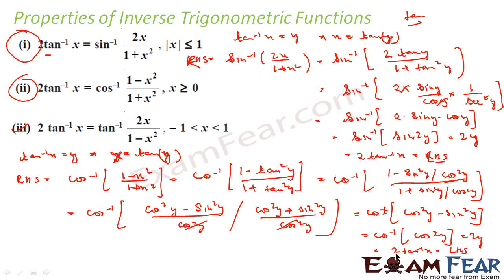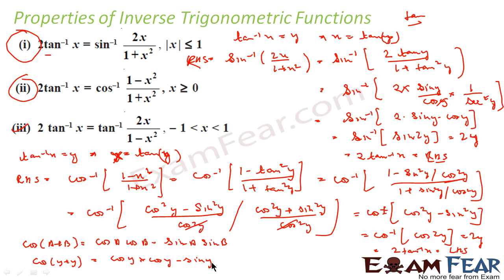So RHS became LHS. How did we get cos square y minus sine square y equal to cos 2y? You know that cos of a plus b is cos a cos b minus sin a sin b. Put both a and b as y, so cos of y plus y, that is cos 2y, becomes cos y into cos y minus sin y into sin y. So cos square minus sin square is equal to cos 2y, and that's why we have used it. So we have solved and got cos inverse of 1 minus x square by 1 plus x square is equal to 2 tan inverse x.